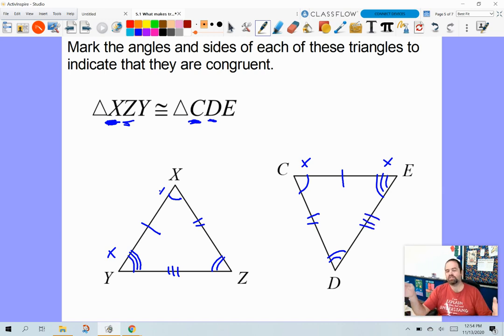So you're going to have all kinds of marks on your pictures, but what I'm looking for is, did you mark the corresponding pieces the same? These take me a little bit to grade because I have to go back and forth between each picture. That's why I'm only asking you to do a few of them on your homework.